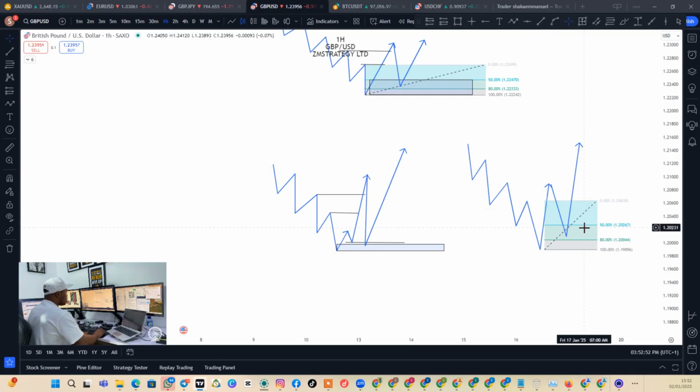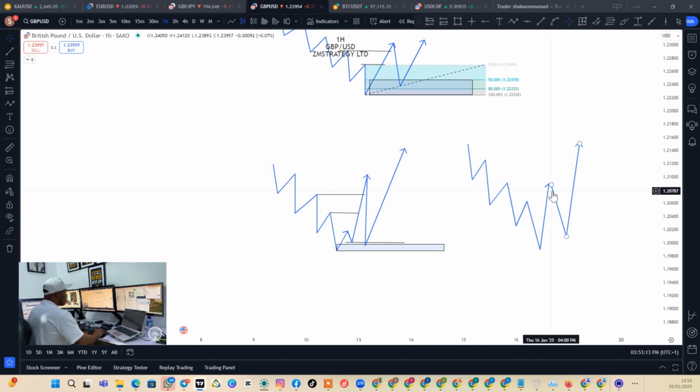Because most times, if the market did not give you a structural liquidity, we can say this is our A, this is our B, and this is our C. Now we are waiting for the market to come and take the B leg, which is this guy, in order for the market to go in the direction it wants to go.